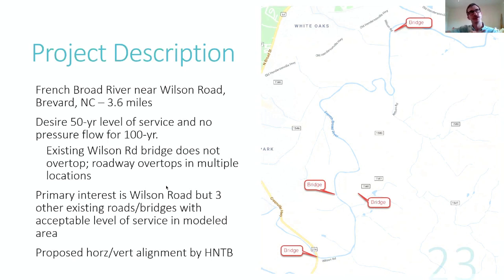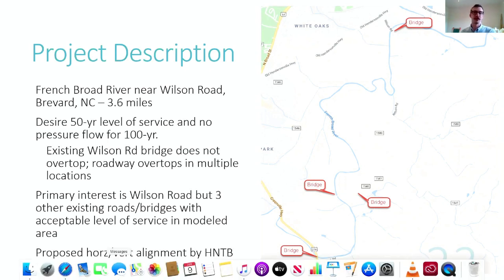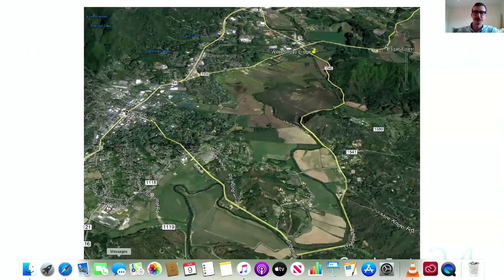Now, Wilson Road, the bridge, is on the north end of this picture, which is actually downstream. The French Broad is flowing north right here through this segment. And so there are also three other bridges you can see here that had acceptable level of service in the area. And when we were looking at Wilson Road, I just want to point out that HNTB is another firm that provided the transportation design for this project. And we helped them by looking at the hydraulics around all these structures.